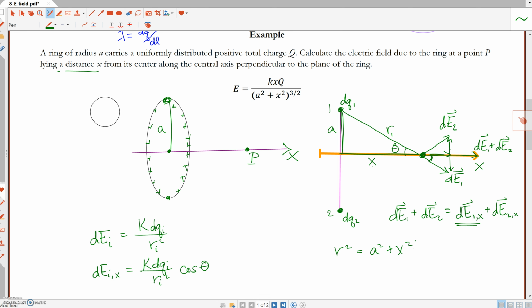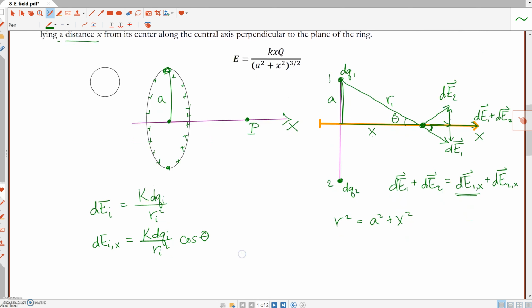So I can plug that in down here. And notice that this distance is the same for all of these charges. This point P is equidistant to all of these charges. So that's actually going to be really nice. It's going to come out of the integral once I get to that point. So K dQi divided by now A squared plus x squared times cosine of theta.